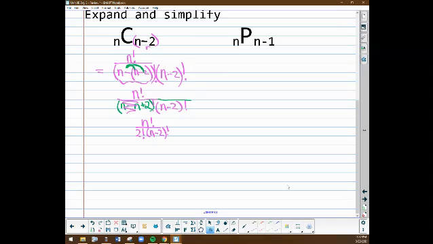This one's pretty involved. Okay, now we want to look at the factorials. We want to see which one's the biggest so that I can expand until I can get the factorial of the smaller one. N factorial is bigger than N minus 2 factorial, so I'm going to expand that. So that's going to be N times N minus 1 times N minus 2 factorial over 2 factorial times N minus 2 factorial. Now they cancel. And 2 factorial is 2 times 1, so it's just 2. So my final answer would be N times N minus 1 over 2.